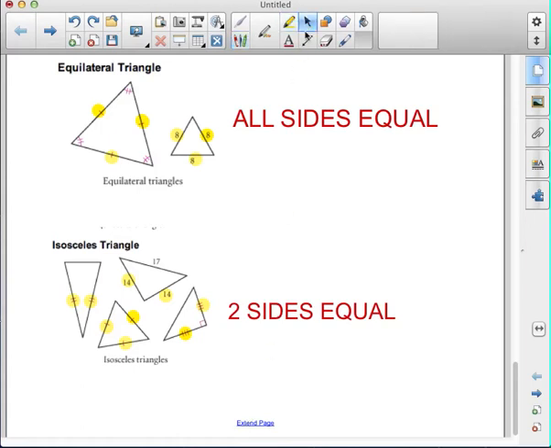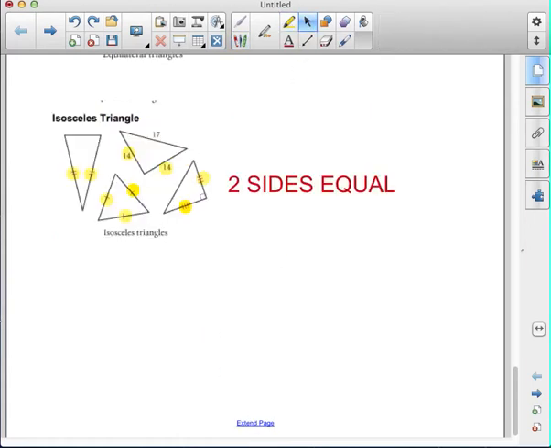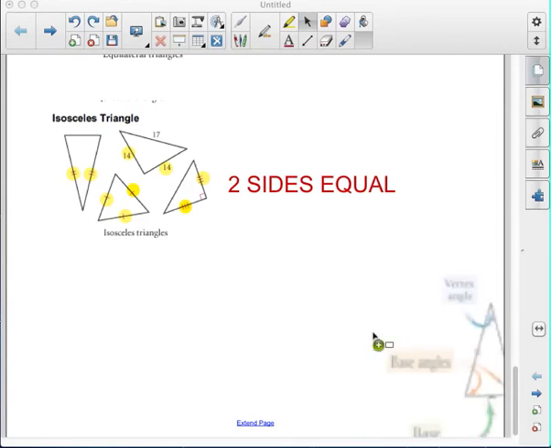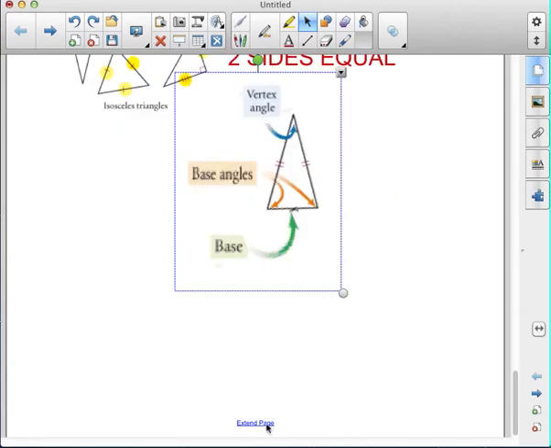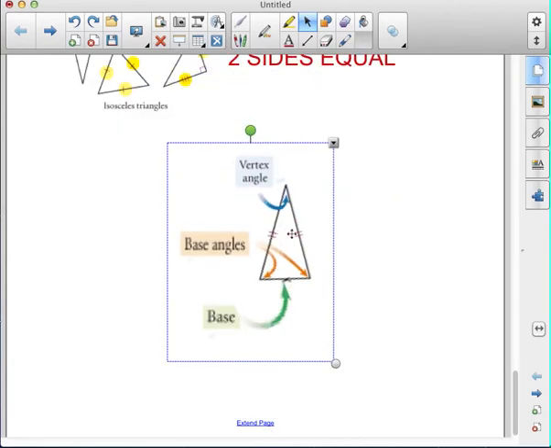Now, there are some special details that we need to pay attention to when we're talking about isosceles triangles. In an isosceles triangle, you will find that two of the sides are equal. These two angles down at the bottom are called base angles. They are called base angles, and they lie on the base of the triangle. And directly across from the base is called the vertex angle.